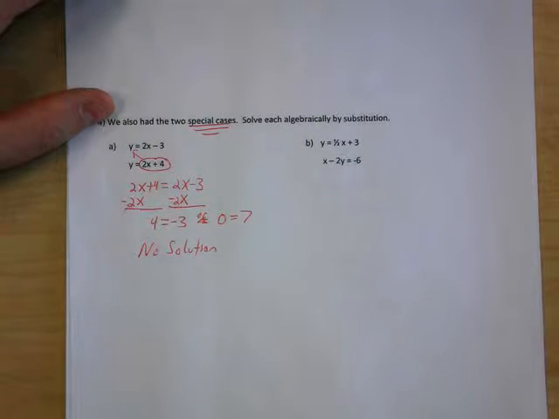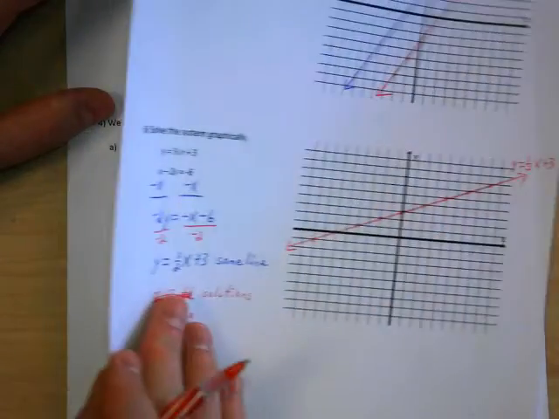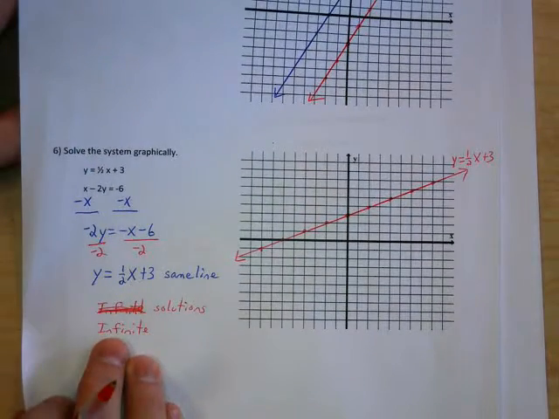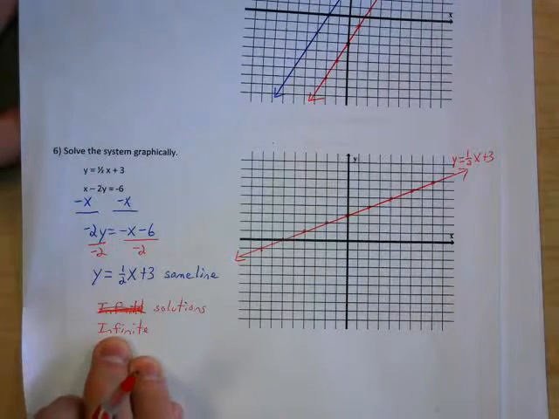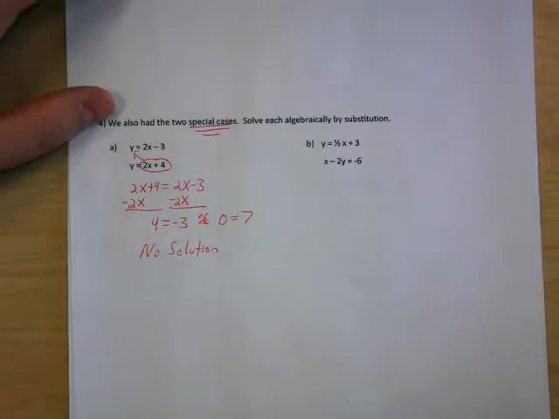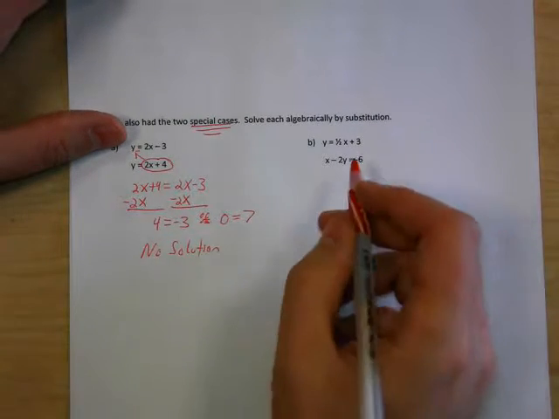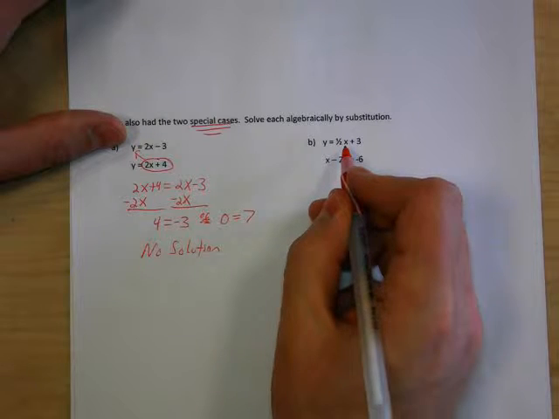Okay, part B. If you remember what happened on this one, on the graph, we had the same line twice and that resulted in infinite solutions. So graphically, that's what happened. We had the same line. Now, algebraically, if we look at what happens, notice in the first equation we have y equals.